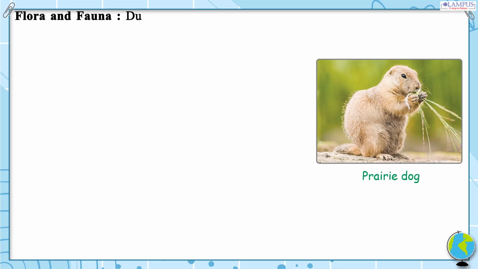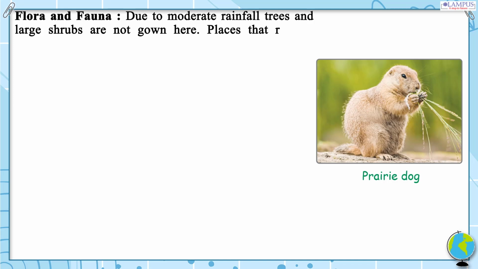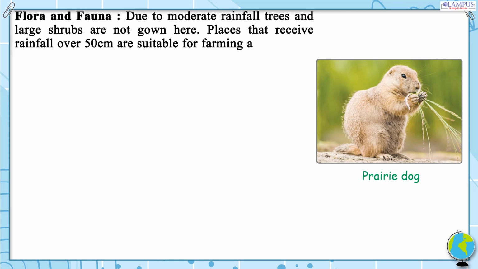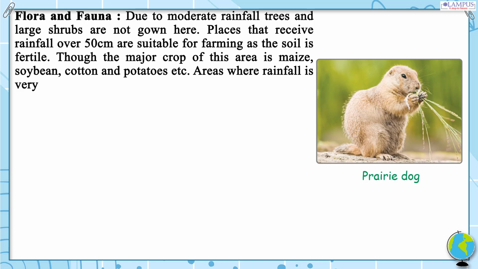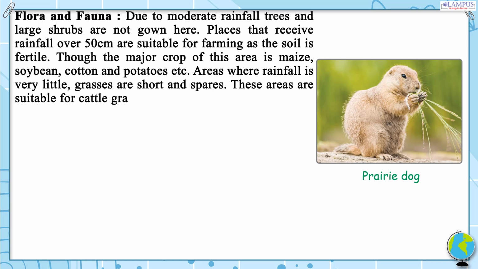Flora and fauna. Due to moderate rainfall, trees and large shrubs are not found here. Places that receive rainfall over 50 centimeters are suitable for farming as the soil is fertile. The major crops of this area are maize, soybean, cotton and potatoes. In areas where rainfall is very little, grasses are short and sparse. These areas are suitable for cattle grazing.